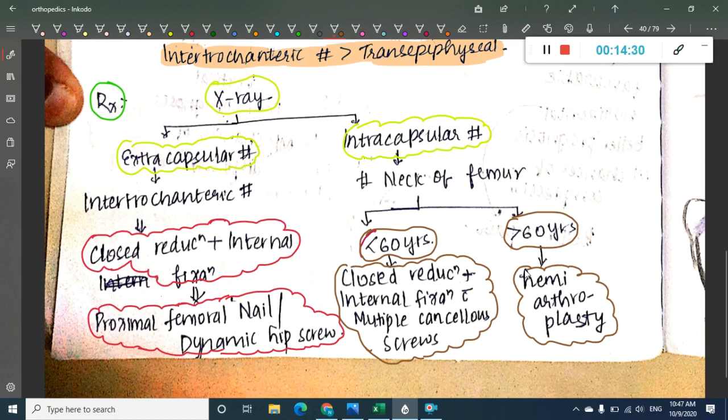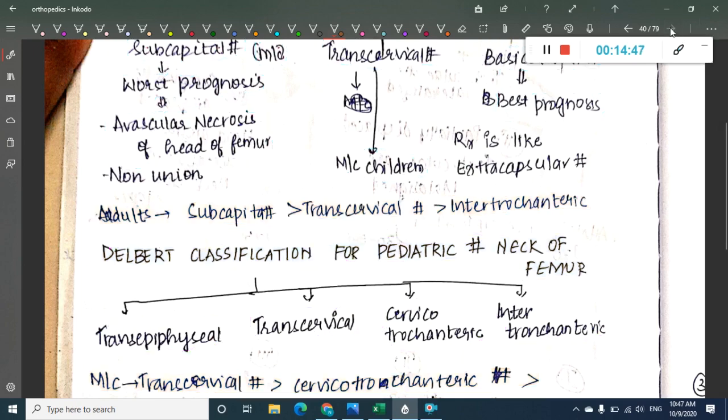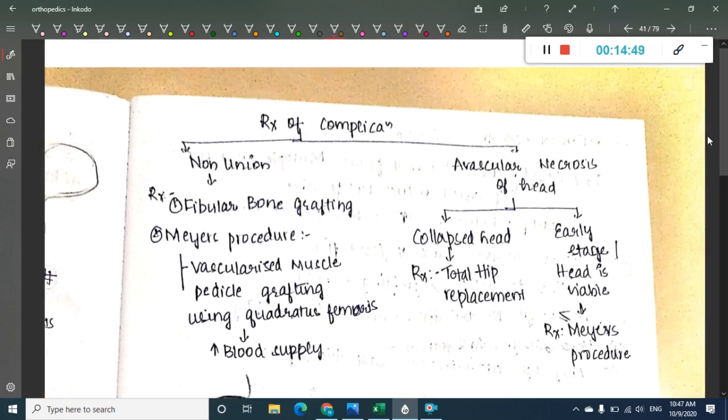Okay, intracapsular fracture neck of femur, if the age is less than 60 years, then you will have to do closed reduction with internal fixation with multiple cancellous screws. If the age is more than 60 years, then you will have to do hemiarthroplasty. So this is the treatment of intracapsular fracture and trochanteric fracture also. Now we will see the complications which are associated with this fracture and how you are going to treat it.